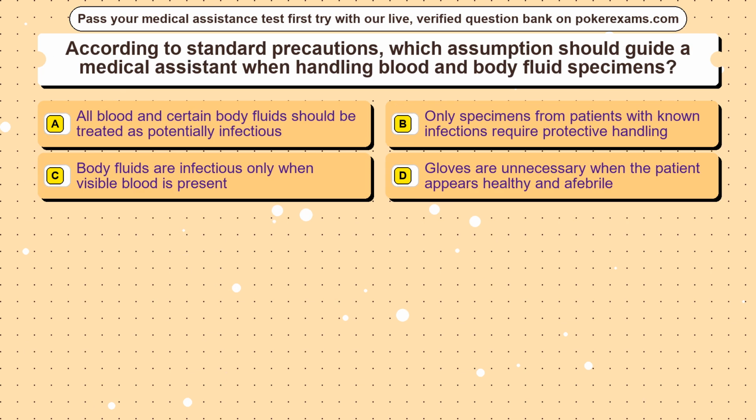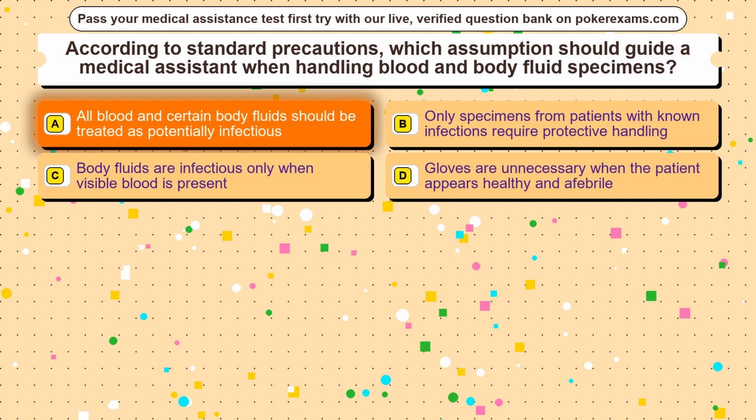Question 63. According to standard precautions, which assumption should guide a medical assistant when handling blood and body fluid specimens? Option A. All blood and certain body fluids should be treated as potentially infectious. Option B. Only specimens from patients with known infections require protective handling. Option C. Body fluids are infectious only when visible blood is present. Option D. Gloves are unnecessary when the patient appears healthy and afebrile.